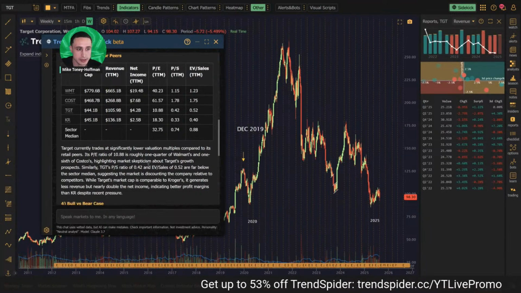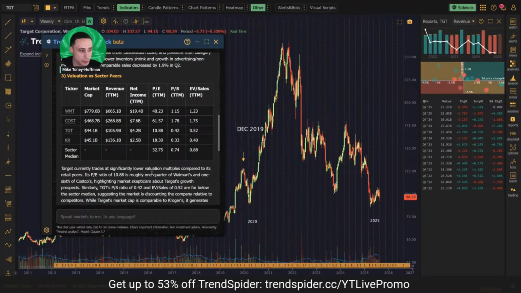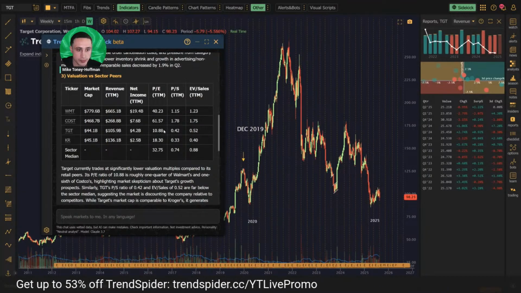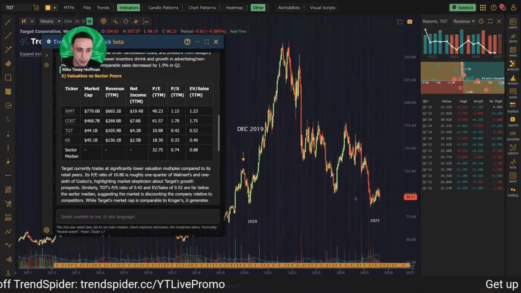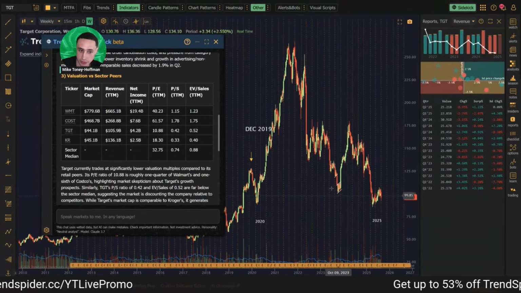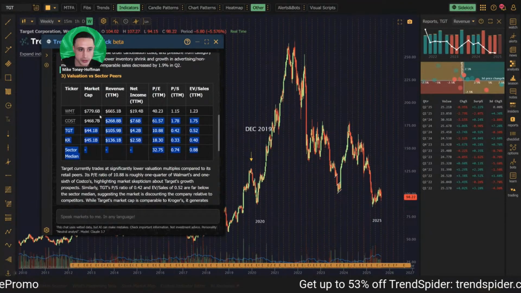But anyway, kind of back to Target here. Target does have the lowest PE ratio, as it should, considering it's trading this low. And we have this beautiful table right here.